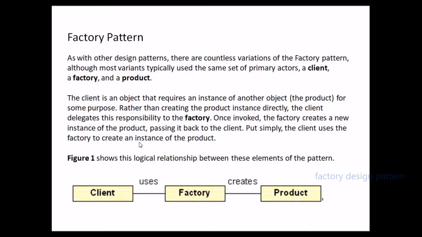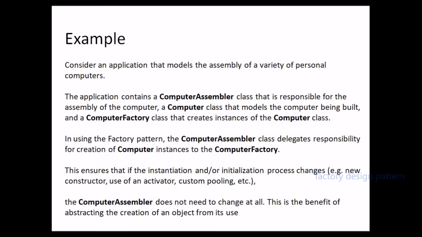So for today's demo, I am going to use the example of a computer. The computer class is for the purpose of building the models of the computer, and we have the computer factory that is responsible for creating the instance of the computer. So we have the computer assembly class that delegates the responsibility of creation of the computer instance to the computer factory. So by using this factory pattern, the computer assembly class delegates the responsibility for creation of the computer instance to the computer factory.